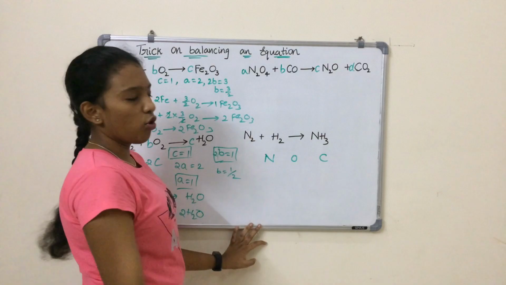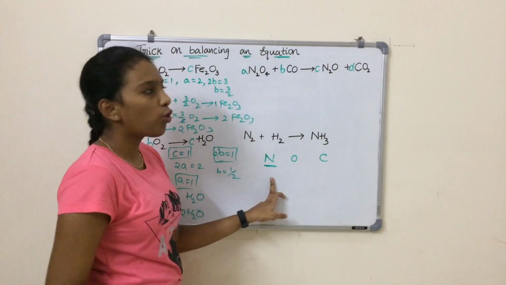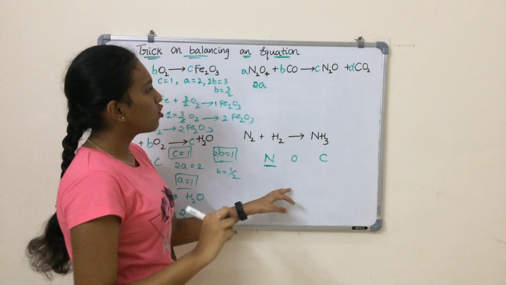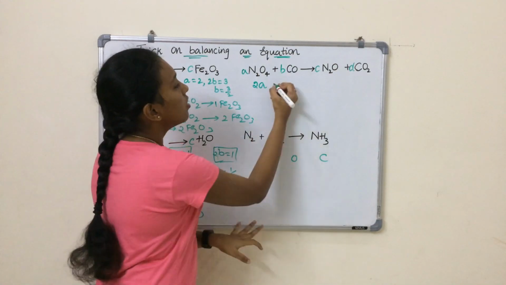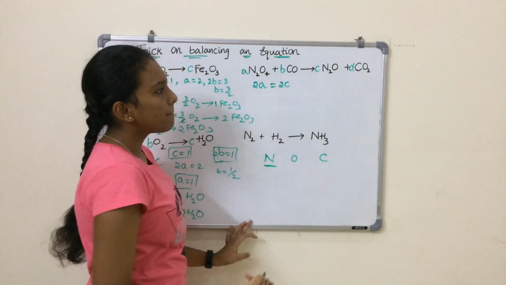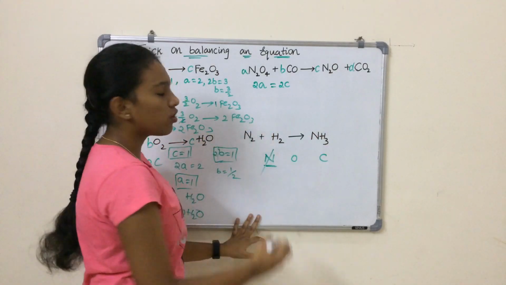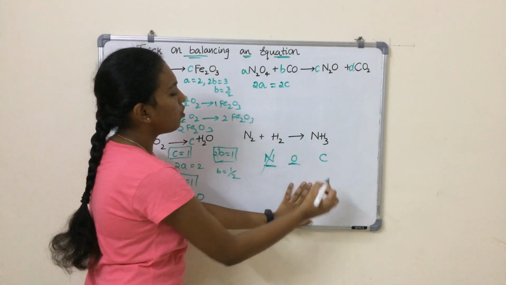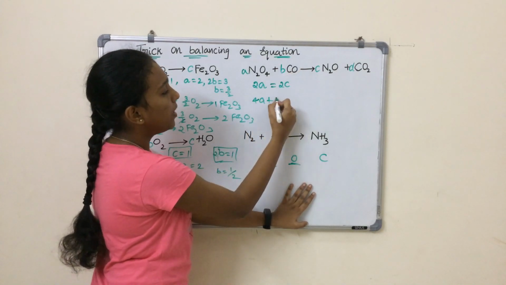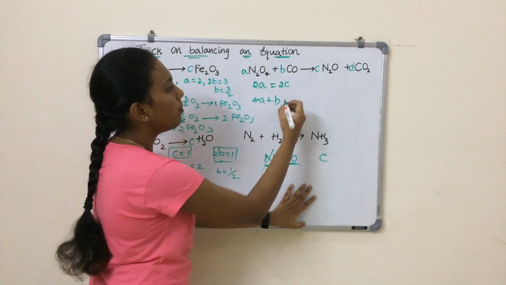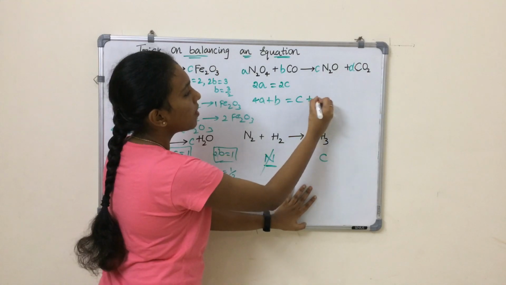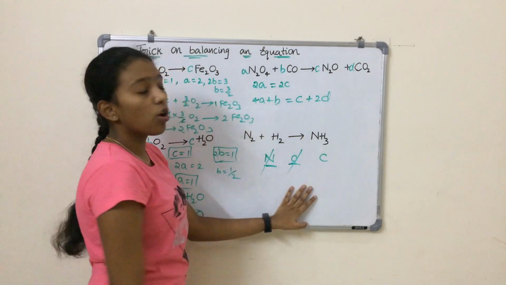Now comparing on both sides, first I am comparing nitrogen. Here 2 of A, nitrogen, here there is no nitrogen. So equal to, here there is nitrogen, so 2C. Here there is no nitrogen. So nitrogen is completed. Now I am going to oxygen. 4A plus B. There is only one O. So B equal to C. Here 2D plus 2D. So oxygen also completed.